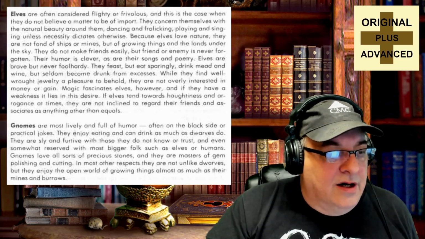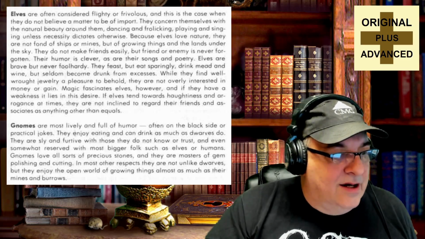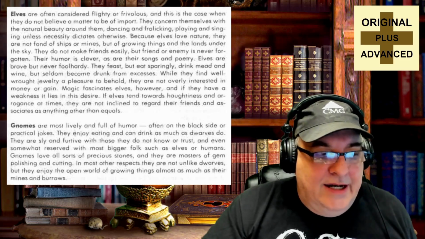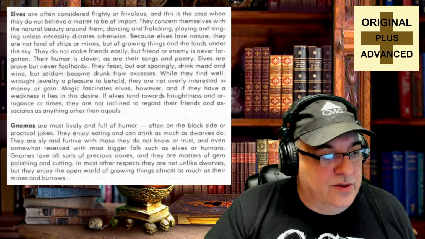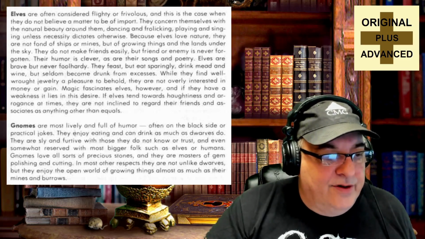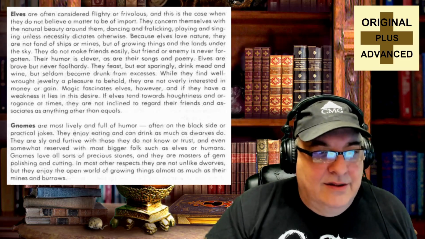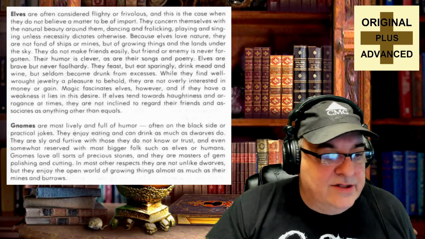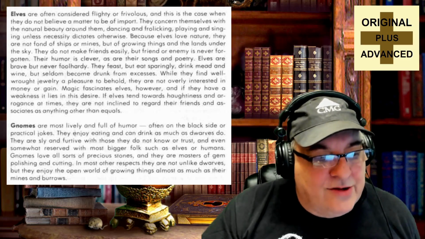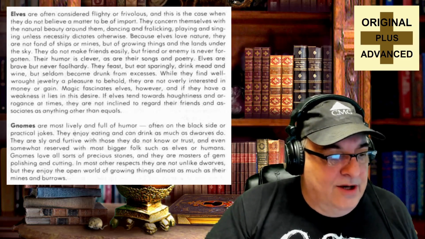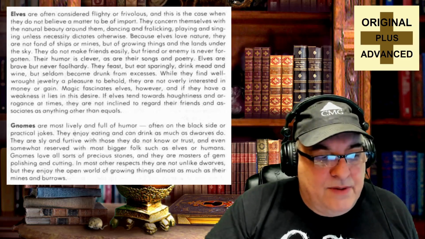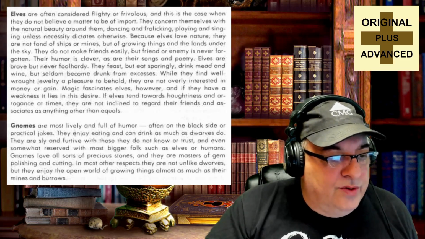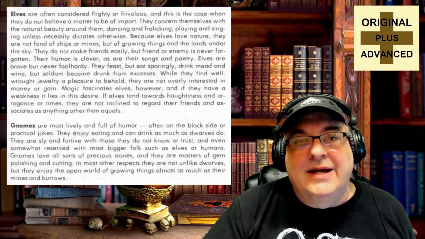Gnomes are most lively and full of humor. Often on the black side are practical jokes, pranks. They enjoy eating and can drink as much as dwarves do. Somewhat reserved. They are sly and furtive with those they do not know or trust, and even somewhat reserved with most bigger folks, such as elves and humans. Gnomes love all sorts of precious stones, and they are masters of gem polishing and cutting. In most other respects, they are not unlike dwarves, but they enjoy the open world of growing things almost as much as their mines and burrows.